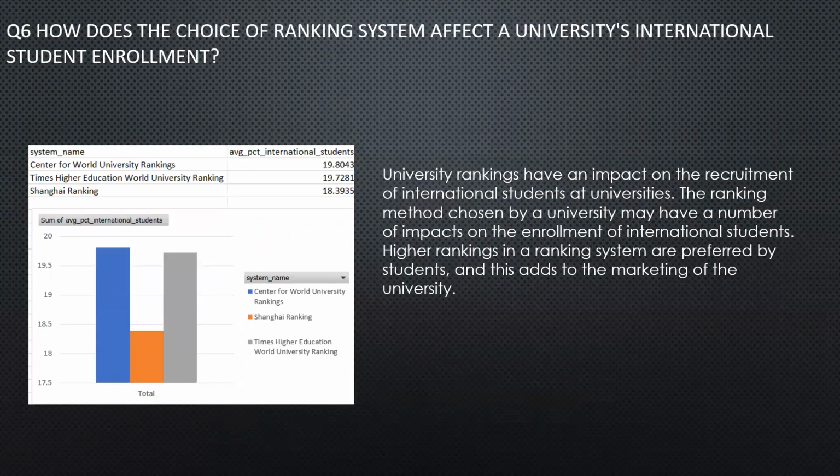How does the choice of ranking system affect the university's international student enrollment? International student enrollment or recruitment at universities is influenced by universities' rankings. The selection of a ranking system can have a variety of effects on the enrollment of overseas students at an institution. Students like universities which are ranked higher, and they like to go to those universities. Because that ranking adds to the marketing of the universities, more and more students are going to come to that college.